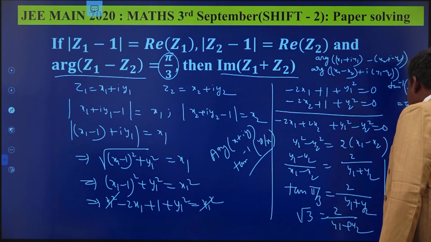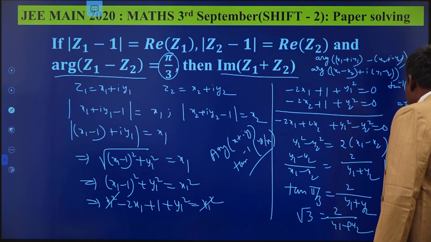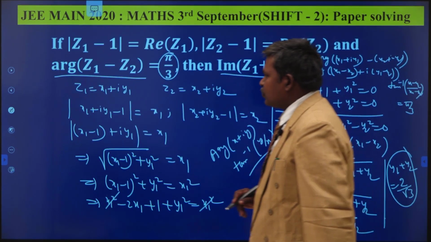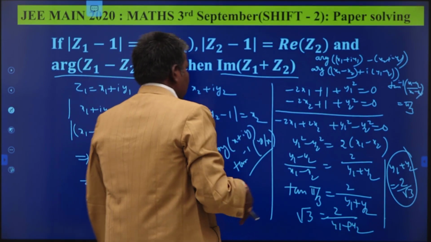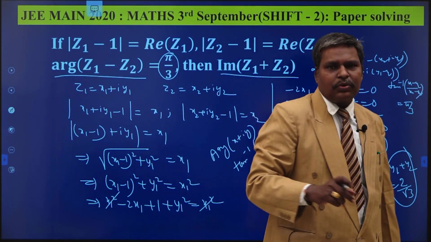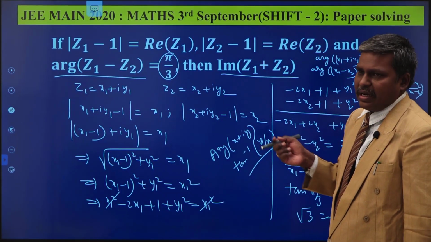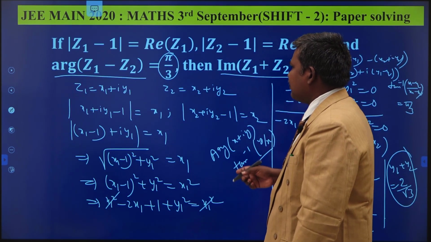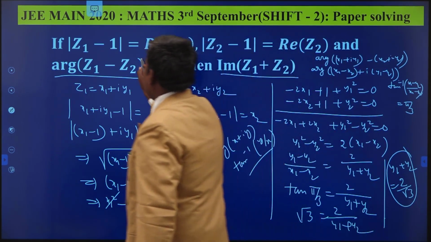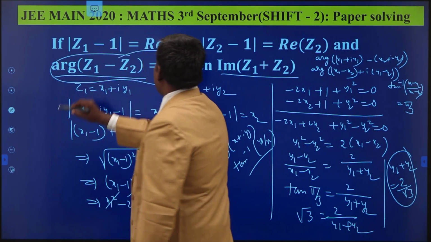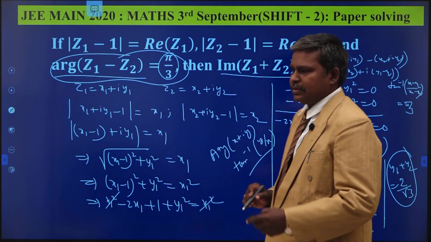y1 plus y2 is equal to 2 by root 3. Okay. So in this manner we can solve this problem. We have to know about the modulus of the complex number. Also you should know the definition of the argument of z1 minus z2. Understand?